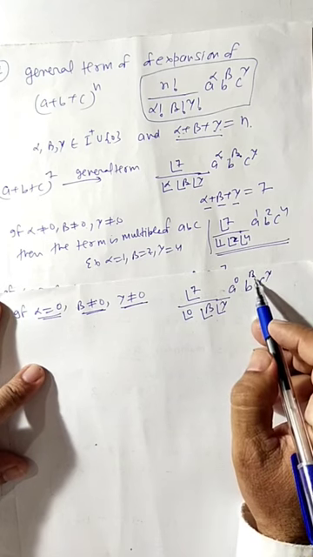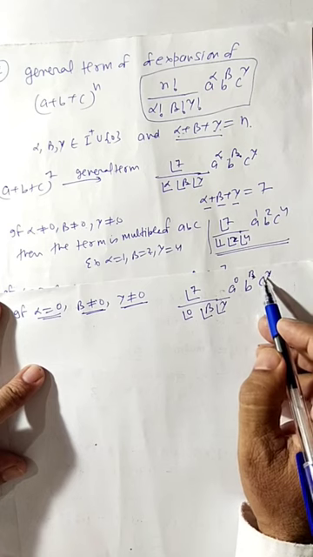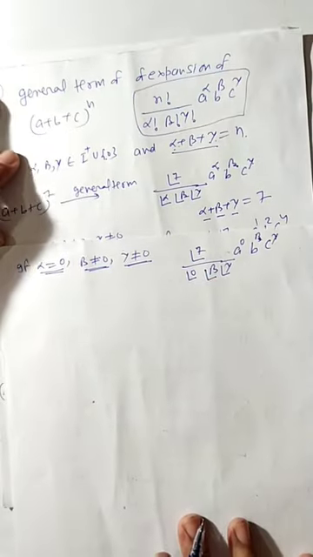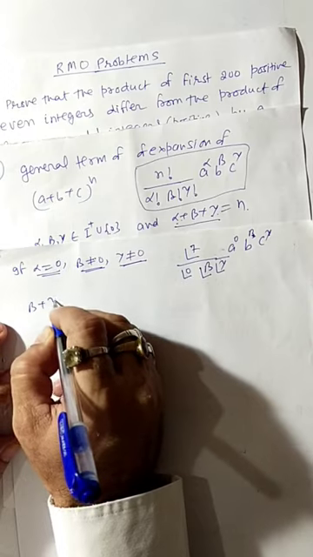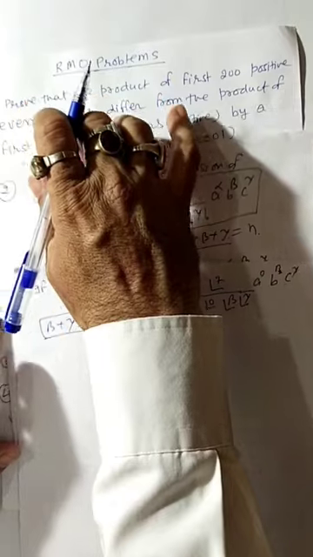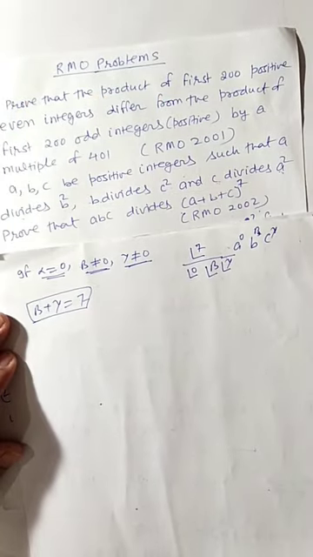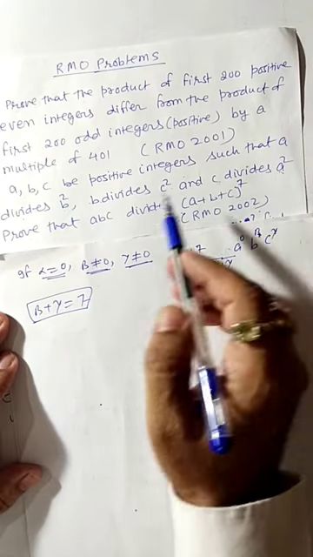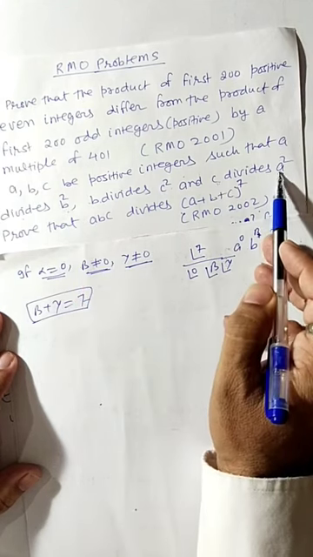One thing is that at least one of them, b square or c, means beta or gamma, will be more than 2. Either beta is more than 2 or gamma is more than 2. Basically beta plus gamma equal to 7. So for this problem, just see here.